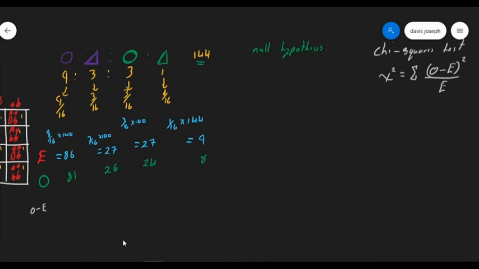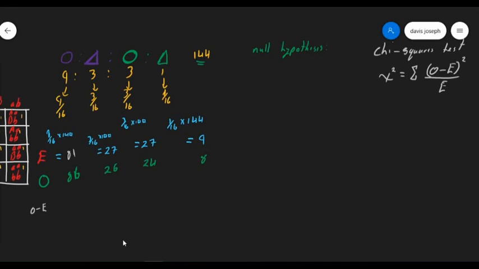So 9 over 16 times 144, that is equal to 81, and our observed would be 86. While I'm at it, let me just cross check this right here. Both should be 27.